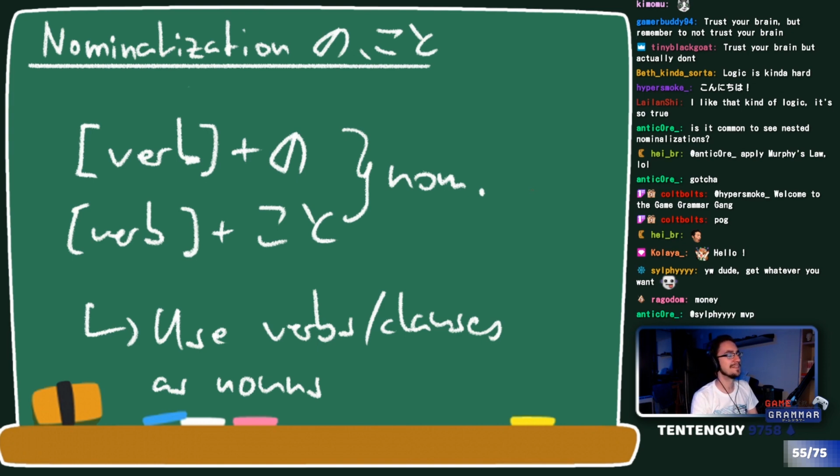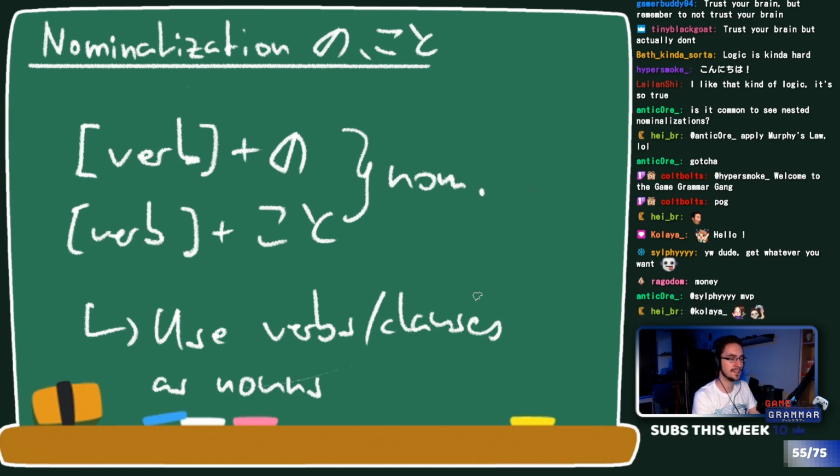I want it all. But the main takeaways are, this is how you nominalize, and then once you've nominalized, you get to use them as nouns.